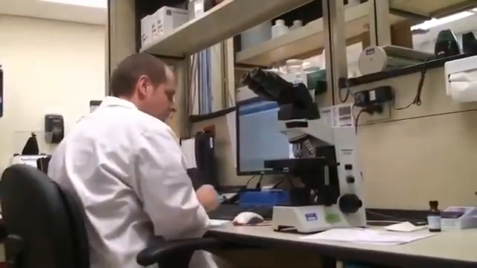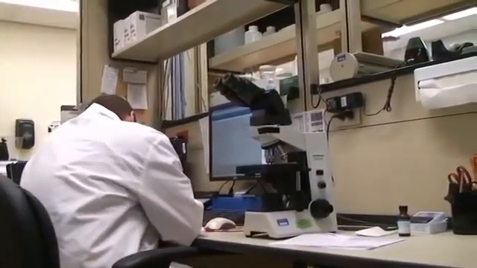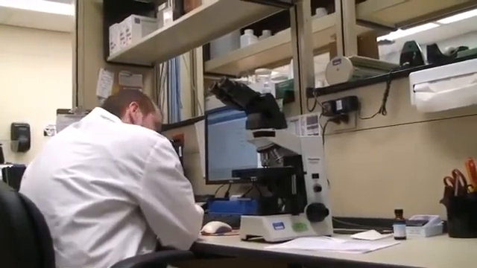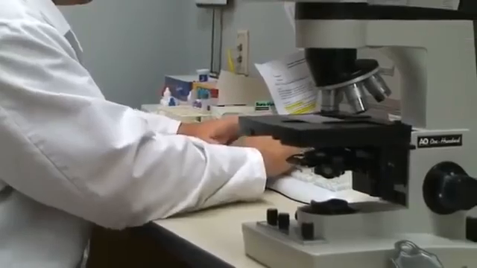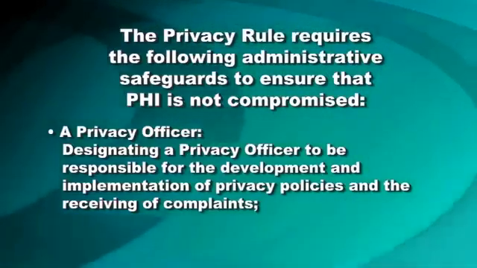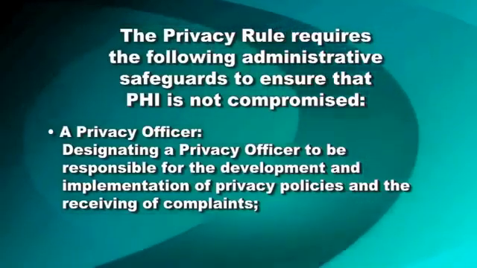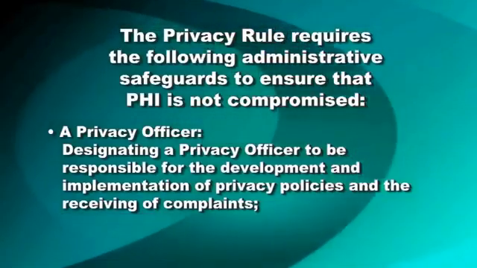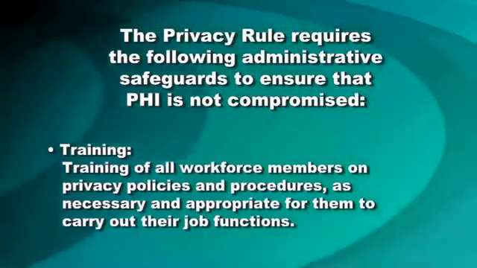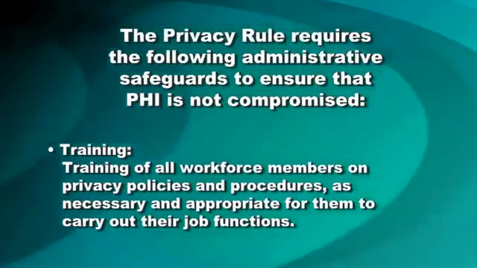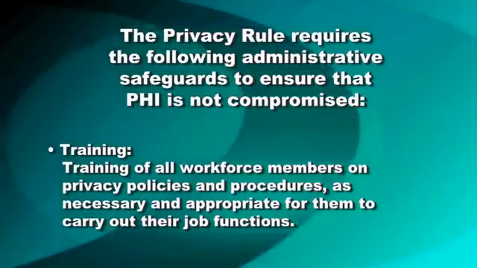Since many employees receive, store, and transmit PHI as part of their day-to-day responsibilities, the privacy rule requires the following administrative safeguards to ensure that PHI is not compromised. A privacy officer: designating a privacy officer to be responsible for the development and implementation of privacy policies and the receiving of complaints. Training: the training of all workforce members on privacy policies and procedures as necessary and appropriate for them to carry out their job functions.